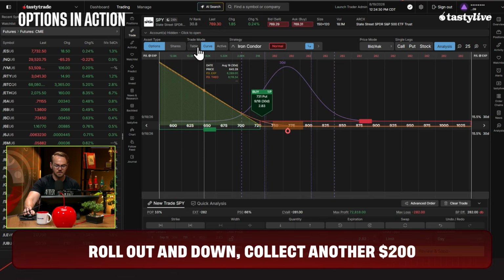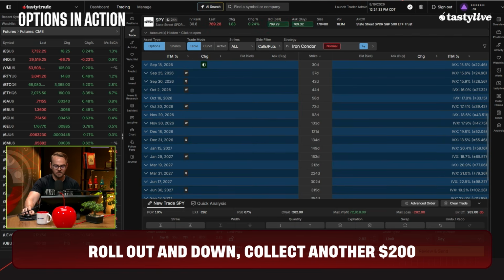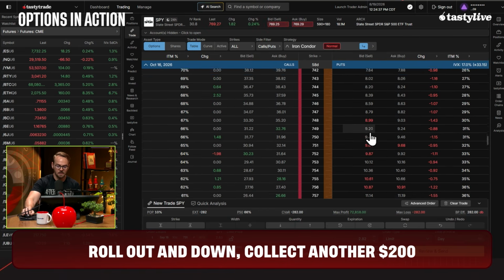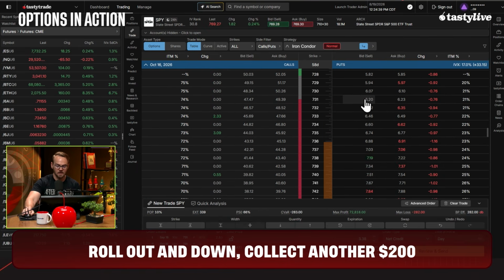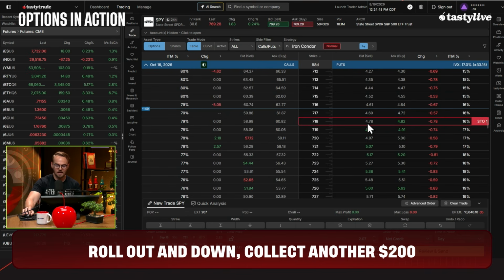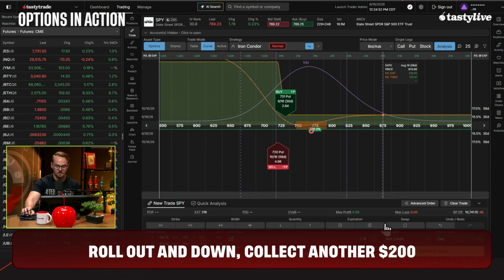I could buy back the 731 put in the 30-day cycle for 200 bucks. I can go to October and I can roll it, if I wanted to, roll it to the same strike and pick up another $300, basically doubling my premium received. Or I could buy it back in September at the 730 strike, and I could roll it down to the 720 in October. And this is going to yield me a credit.